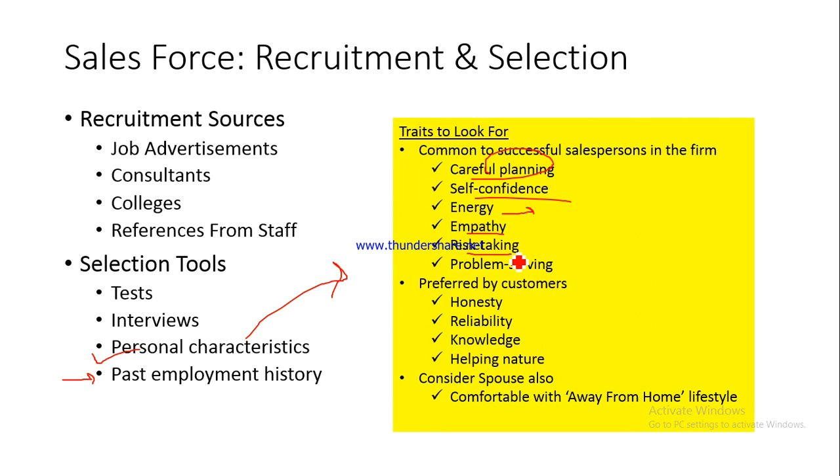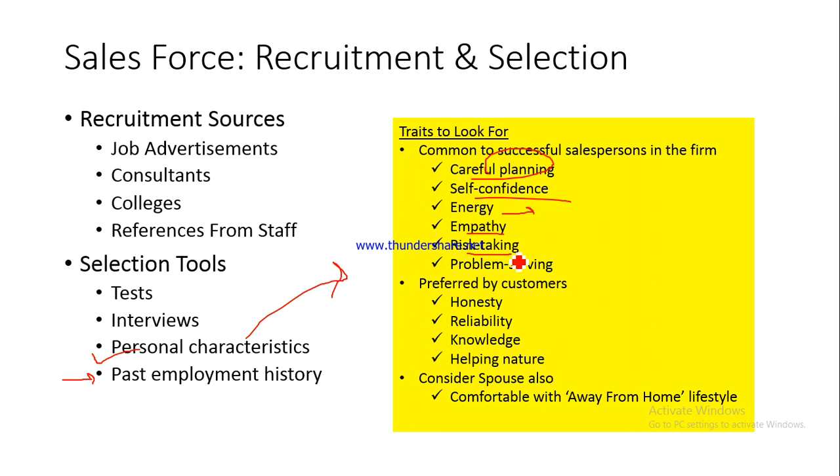Again, a salesperson is generally given stretch targets wherein they will have to work hard to attain those targets. So in that sense also they have to take risk, because if they don't attain their targets, they would probably not be getting sufficient bonus or sufficient commission. So salesperson should know how to take risks, and he should be taking moderate risks. So that is another trait that we look for in a salesperson.